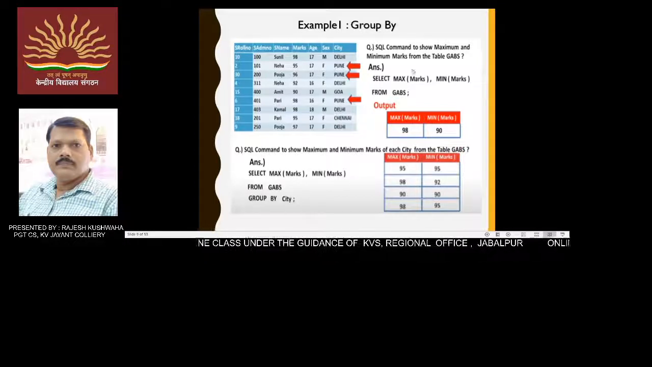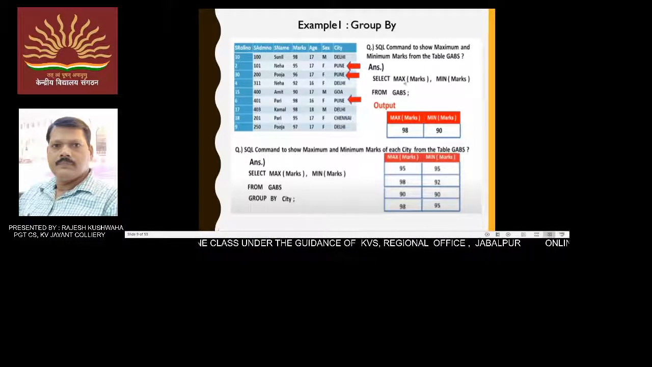Suppose a question comes: write a SQL command to show the maximum and minimum marks from the table gaps. From this table, whenever we want to display any maximum or minimum marks, we simply write a query: select max marks, min marks from gaps. Max and min are aggregate functions. If we write only this command, what will happen?